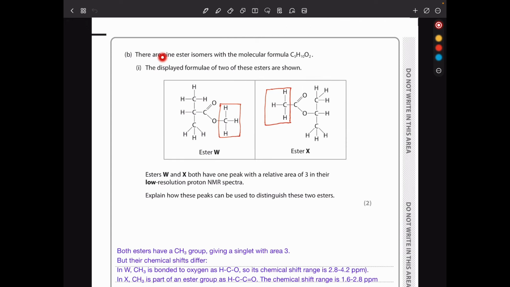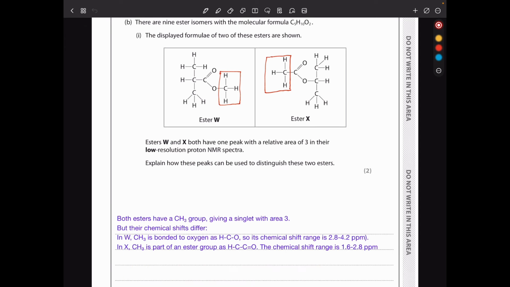Then part B says there are 9 ester isomers with a molecular formula, and the displayed formulae of 2 of these esters are shown. They say ester W and X both have 1 peak, with a relative area of 3 in their low-resolution proton NMR. Explain how these peaks can be used to distinguish these two esters.